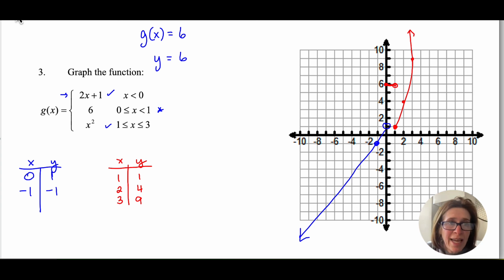All right, so today, let's just recap. We learned what a piecewise function is. We've learned about how to write them in terms of their domain, and we learned how to graph them, okay, by using a table of values.